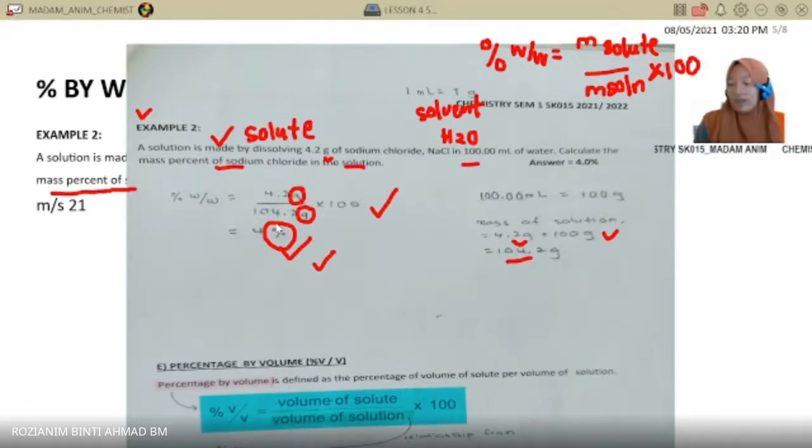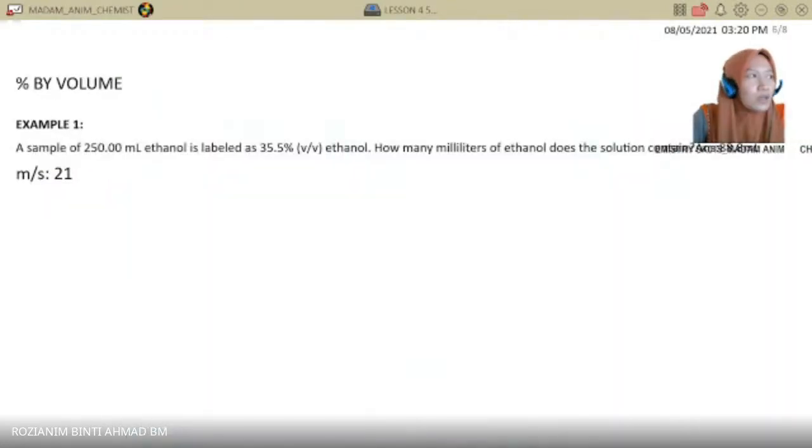Okay, so soalan satu, I leave it to you to do on your own. Okay, so ada soalan sebelum I proceed to the last concept? Tak ada? Okay, so I proceed to the last question by using the concept of percentage by volume. Okay, percentage by volume, anyone who wants to try? Ada yang nak cuba tak?